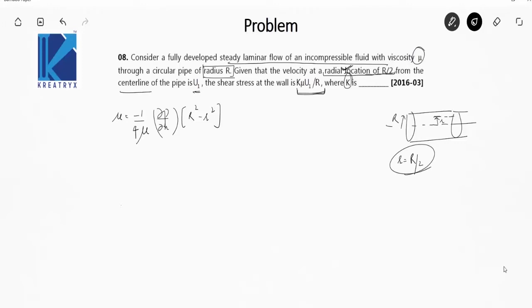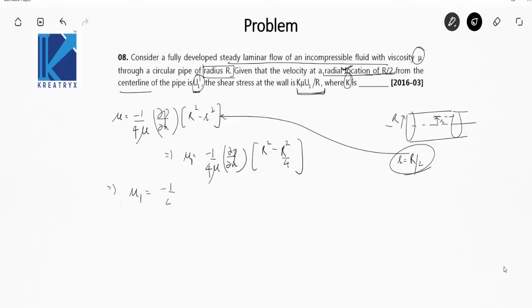If we put small r equal to capital R by 2 in the relation of velocity, we get u equal to minus 1 by 4 mu del p by del x, times R square minus R square by 4. This will be u1 now, because it is given that the velocity here is u1. So u1 is equal to minus 1 by 4 mu del p by del x, times 3R square by 4. This is the relation.